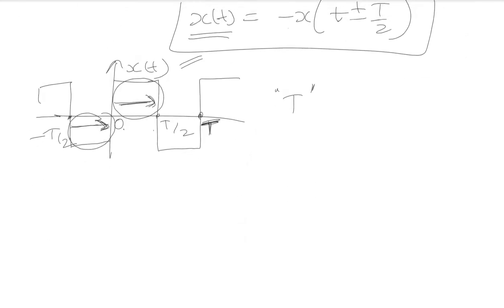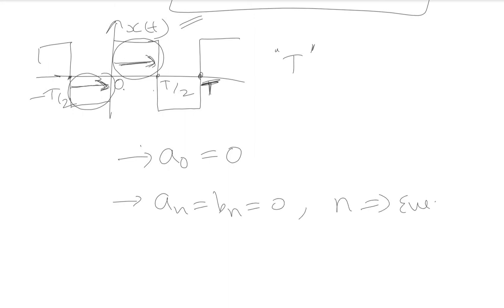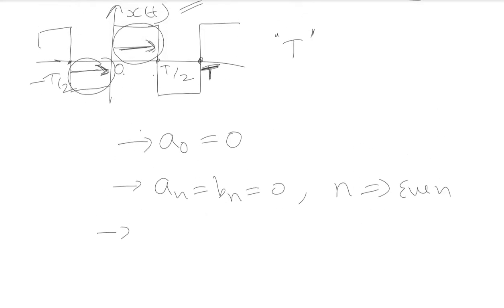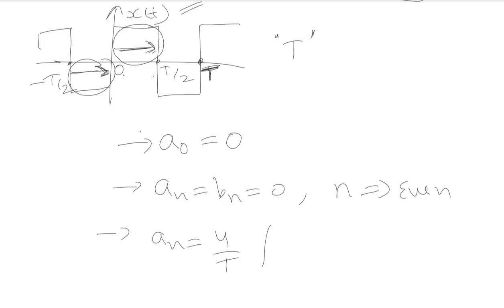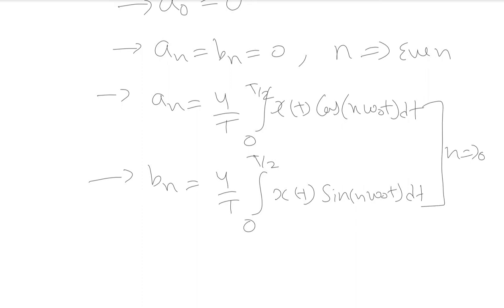So for such a symmetry, the Fourier series coefficients are a0 equal to 0, and an equal to bn equal to 0 when n is even, and an is equal to 4 by T integration 0 to T by 2 x(t) cos(n omega naught t) dt, and similarly bn is equal to 4 by T integration 0 to T by 2 x(t) sin(n omega naught t) dt. These two expressions hold when n is an odd number.